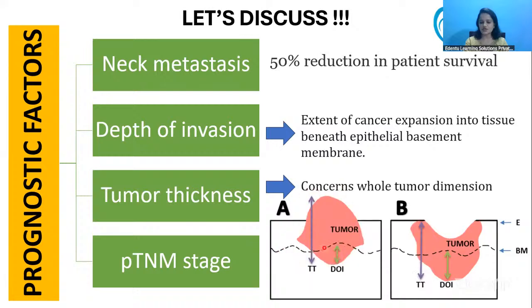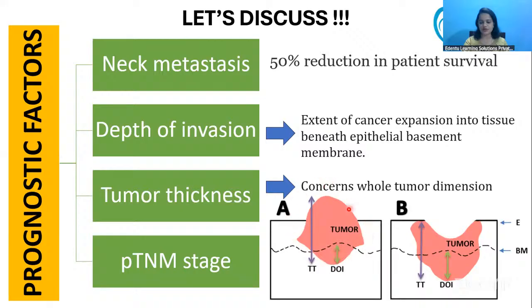This pink colored part is the tumor, and this dotted line here is the basement membrane. This part is the epithelium and this part is the connective tissue, and between the epithelium and the connective tissue you have the basement membrane. So from the normal basement membrane, how far the tumor has invaded into the underlying connective tissue, to the deepest part of the tumor, is called the depth of invasion.